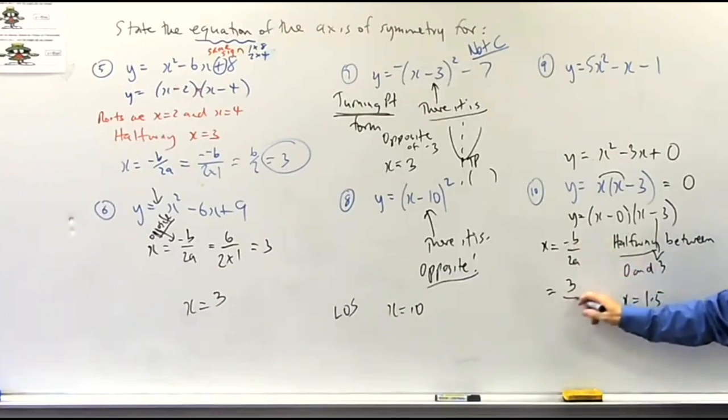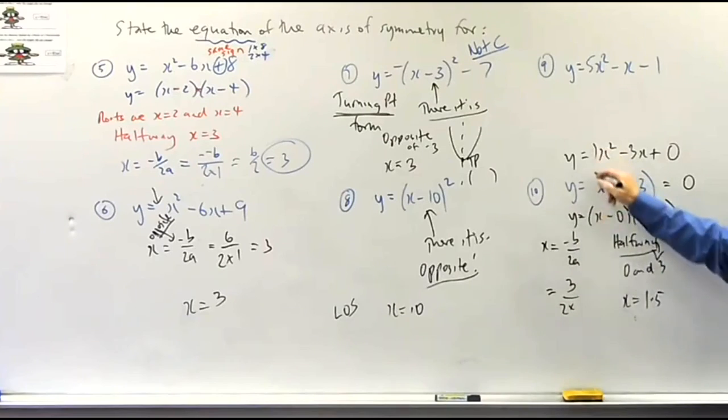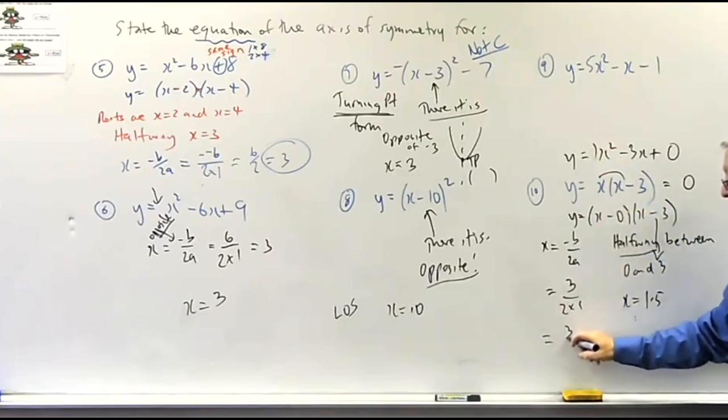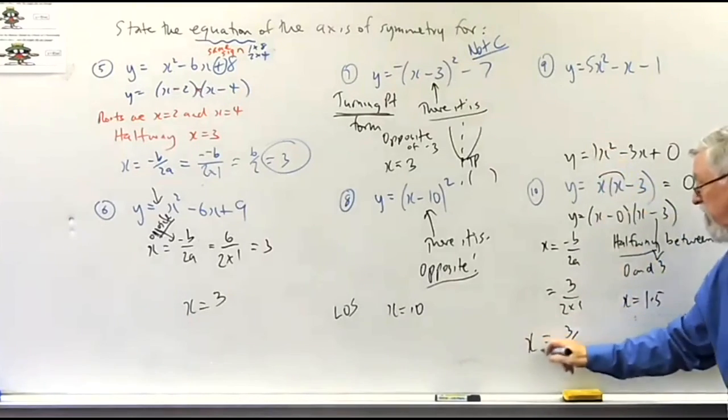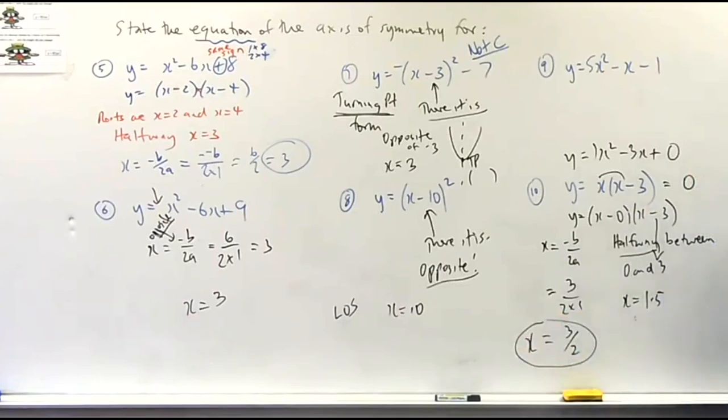So minus 3 over 2 times, and that's a 1. So it's 3 over 2, which happens to be the same. And remember, it's got the x equals, please, guys.